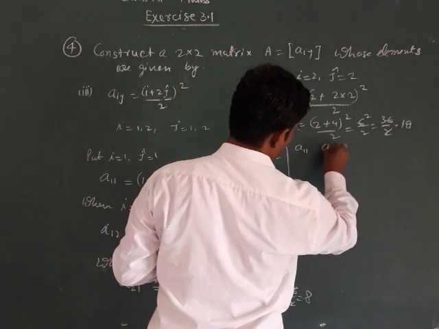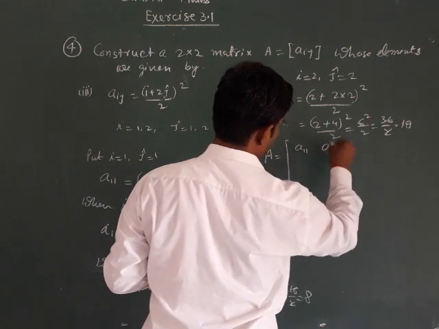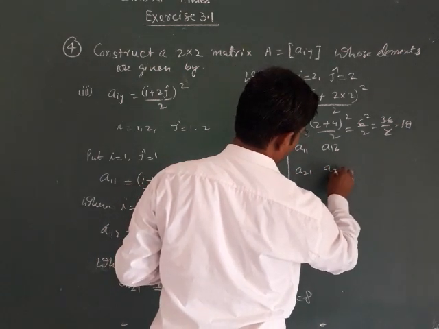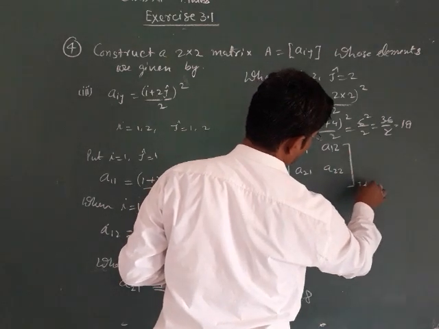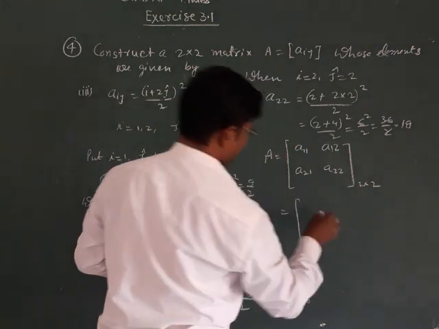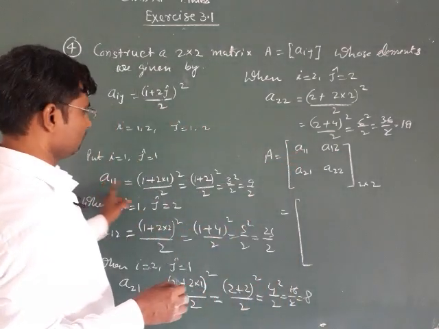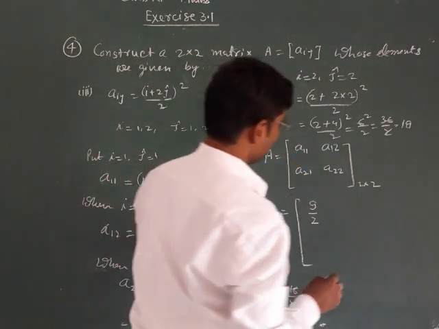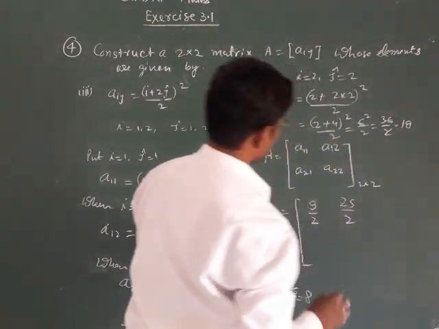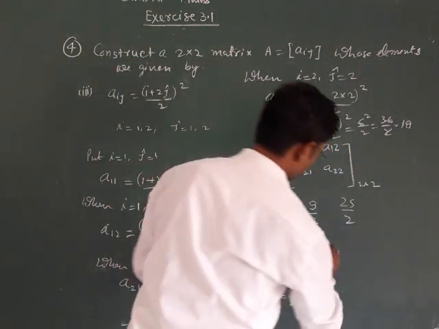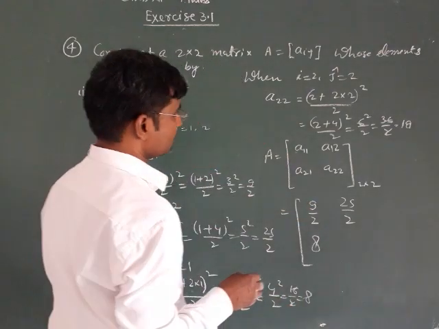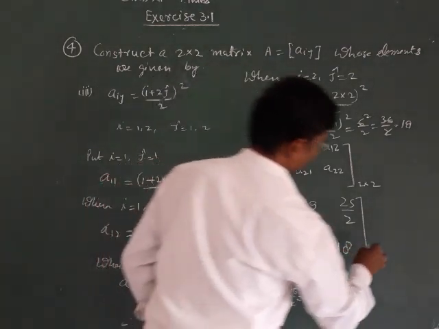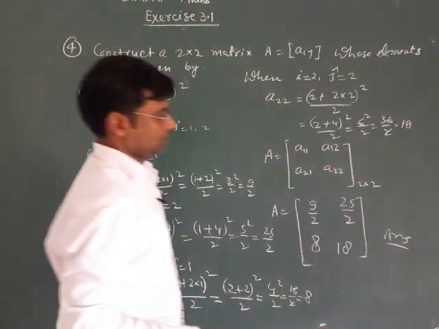So now matrix A is equal to first row first column, first row second column, and second row first column, and second row second column. This is a 2 by 2 matrix. Now the values put here: a11 is 9 upon 2, a12 is 25 upon 2, a21 means 8, and a22 means 18. This is matrix A. This is the answer. That's all.